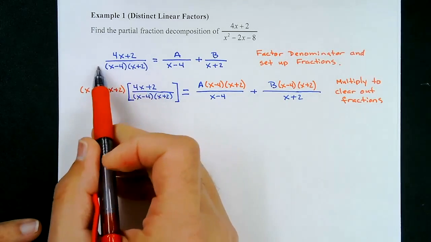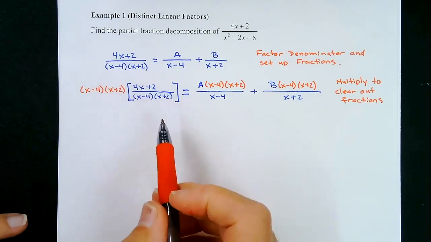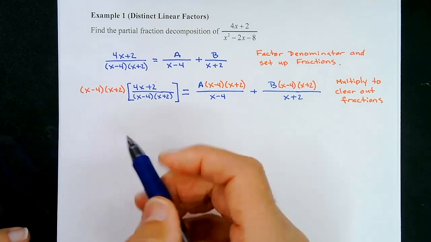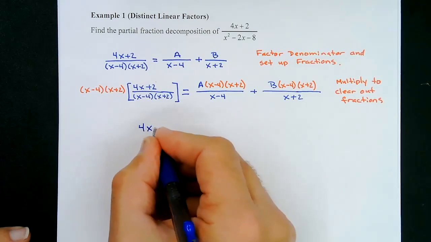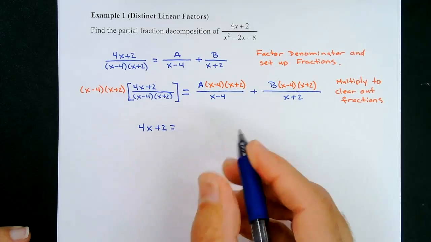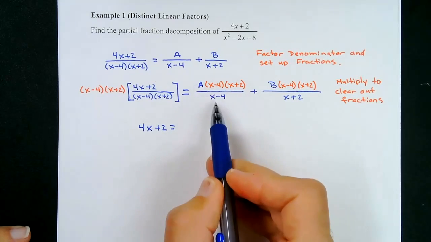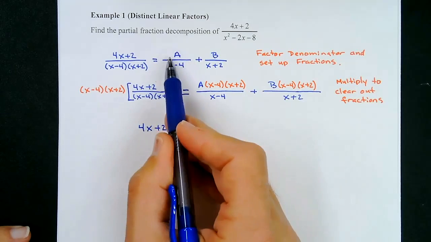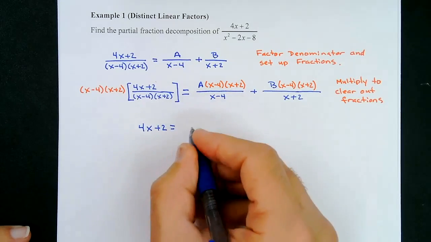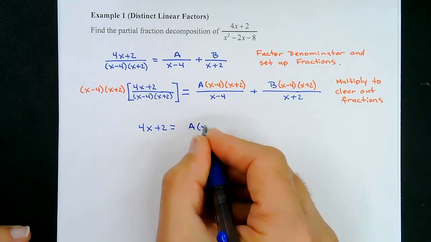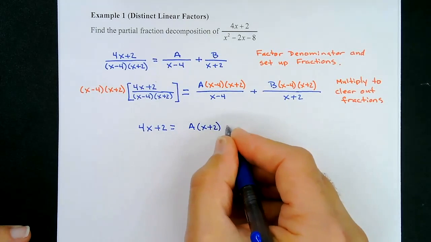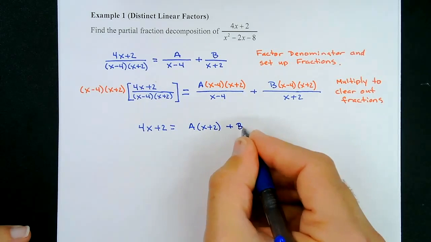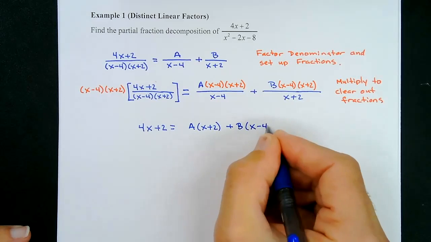And we're always going to multiply by the x minus 4 times the x plus 2. Now, what happens is both of these cancel, so we're just going to be left with the 4x plus 2. Equals. And for this first fraction, our x minus 4s are going to cancel, so we would be left with this a, the numerator, times x plus 2. And then plus, for this one, the x plus 2s are going to cancel, so you're going to be left with plus b times x minus 4.